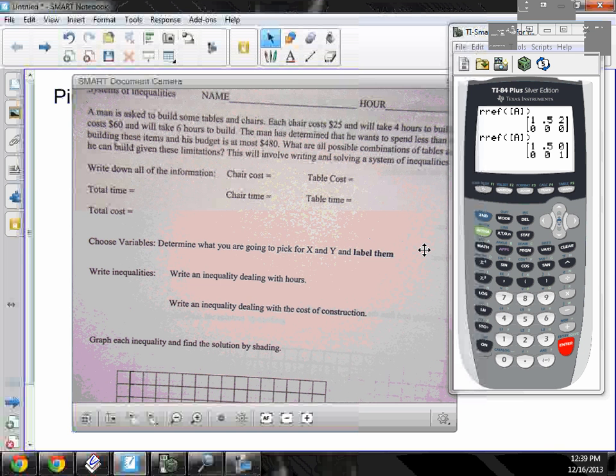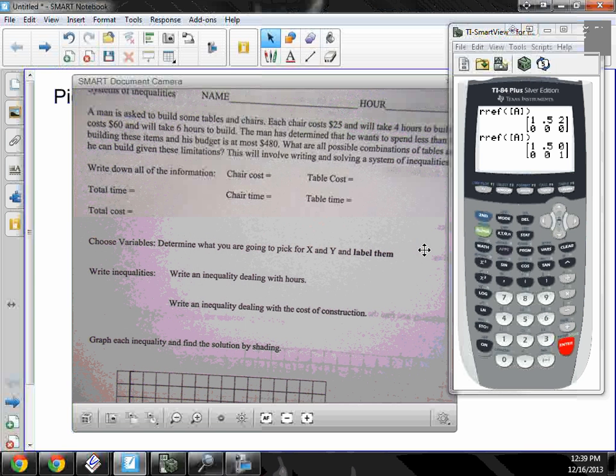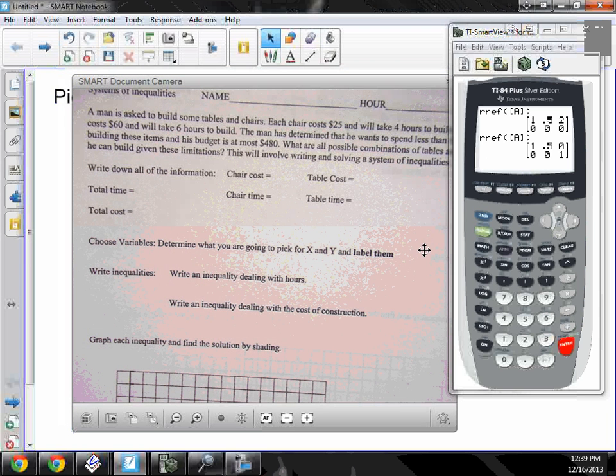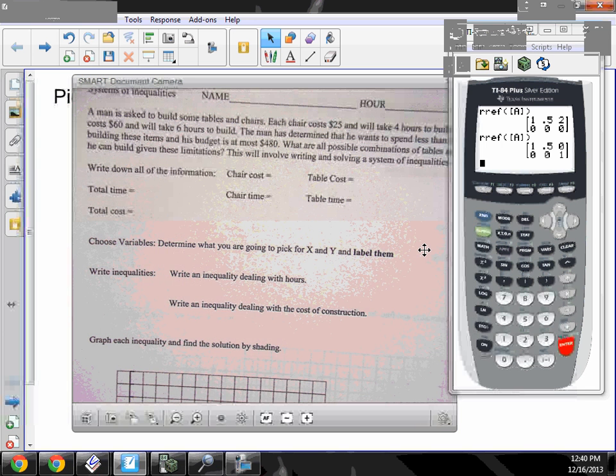The man has determined he wants to spend less than 60 hours building these items, and his budget is at most $480. What are all possible combinations of tables and chairs that he can build given these limitations? So we're not too concerned about the intersection of these two lines. We're going to draw two lines on this graph, and the intersection is not the important thing.